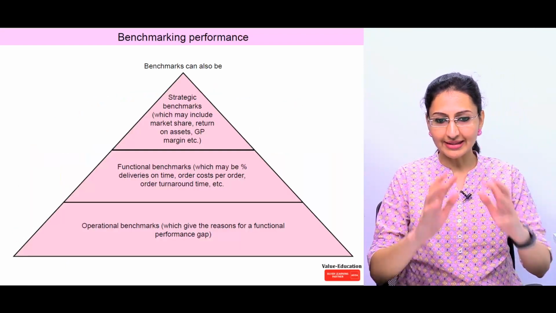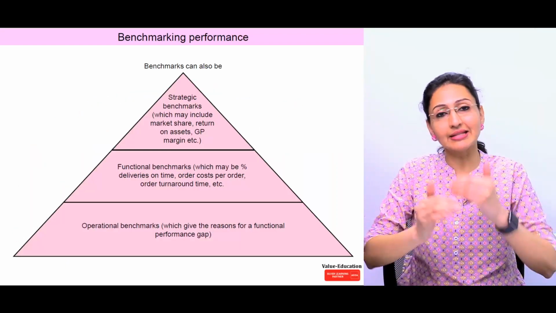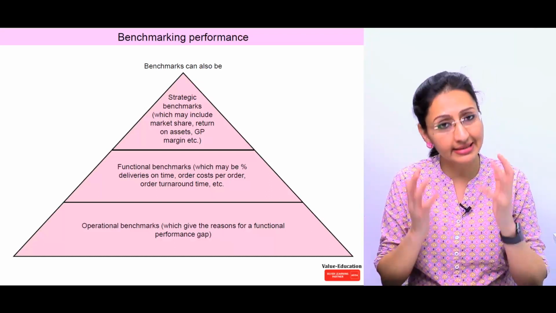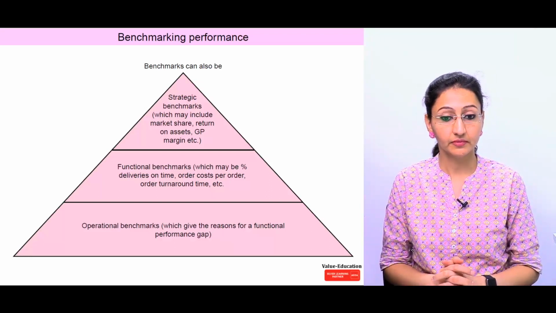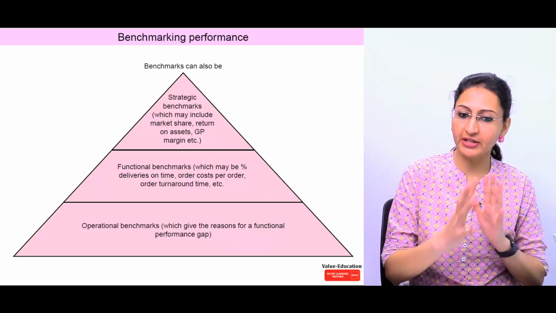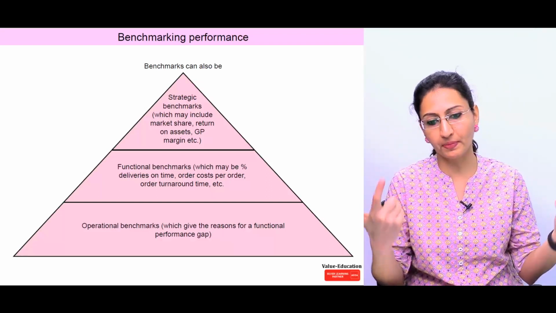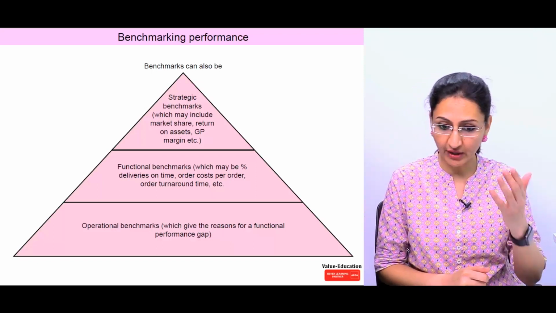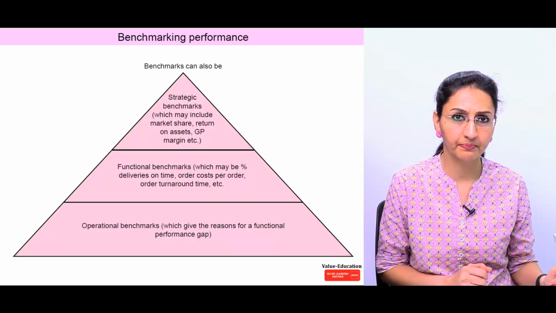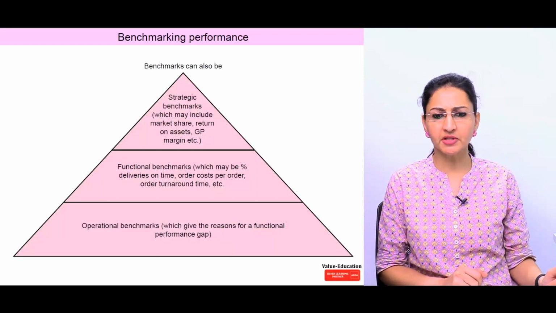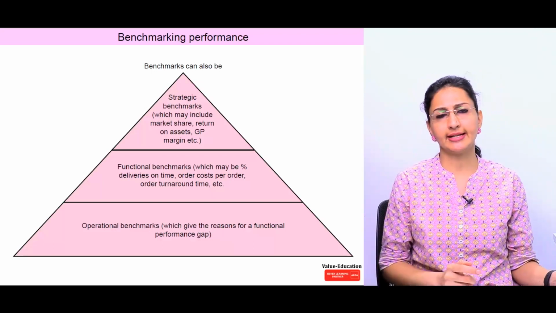Now, let's see another classification of benchmarking which is seen in companies. Benchmarking can be strategic benchmarking, it can be functional benchmarking, and the third one can be operational benchmarking. What is strategic benchmarking? It keeps the GP margin as a benchmark.